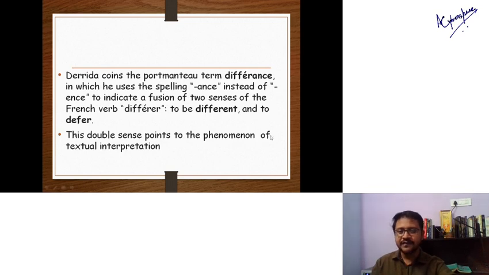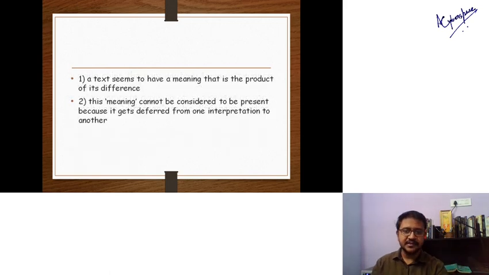And this double sense points to the phenomenon of textual interpretation. If you are listening to the word différence, then probably you are thinking, okay, the spelling might be D-I-F-F-E-R-E-N-C-E. But Derrida says, if I use A-N-C-E, you won't be able to know, but it would be a different word altogether. And this is how he debunks the hierarchy between speech and writing. Okay, so this double sense points to the phenomenon of textual interpretation. And there are two key points to understand this.